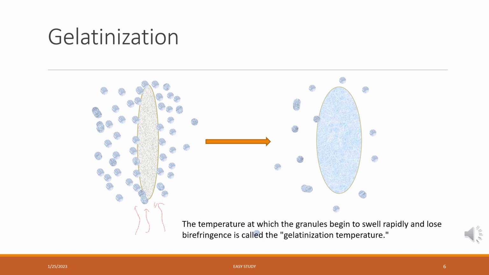As a result, the sample gets thickened, or in the case of rice, it gets cooked. Cooking can be considered as 99 or 100% gelatinization of the starch molecule.